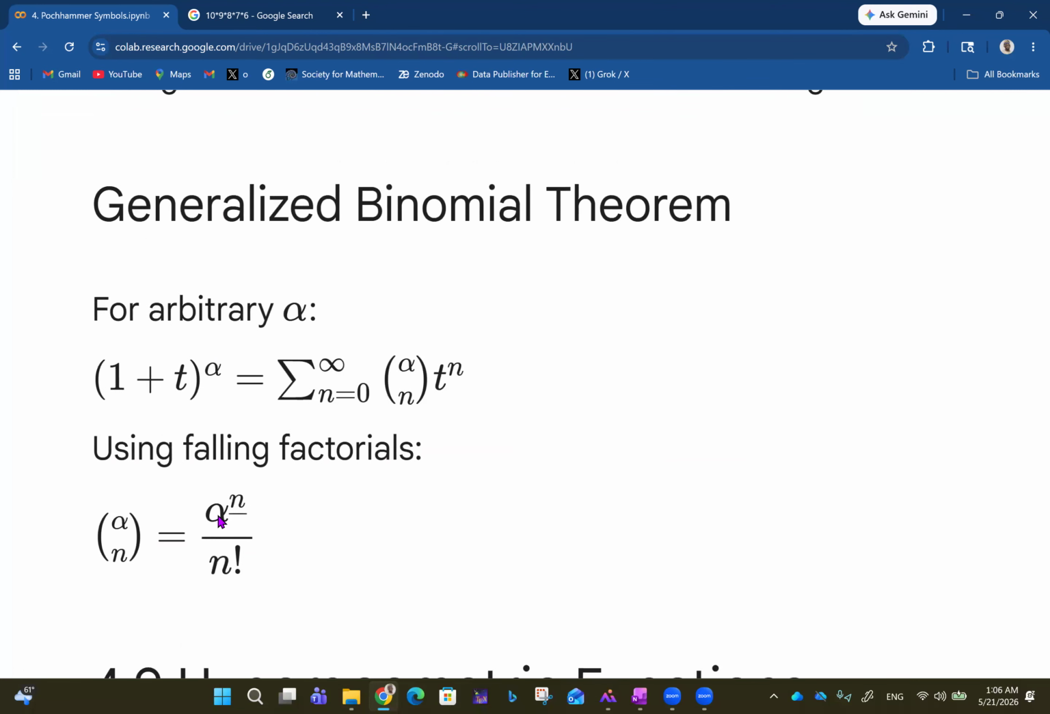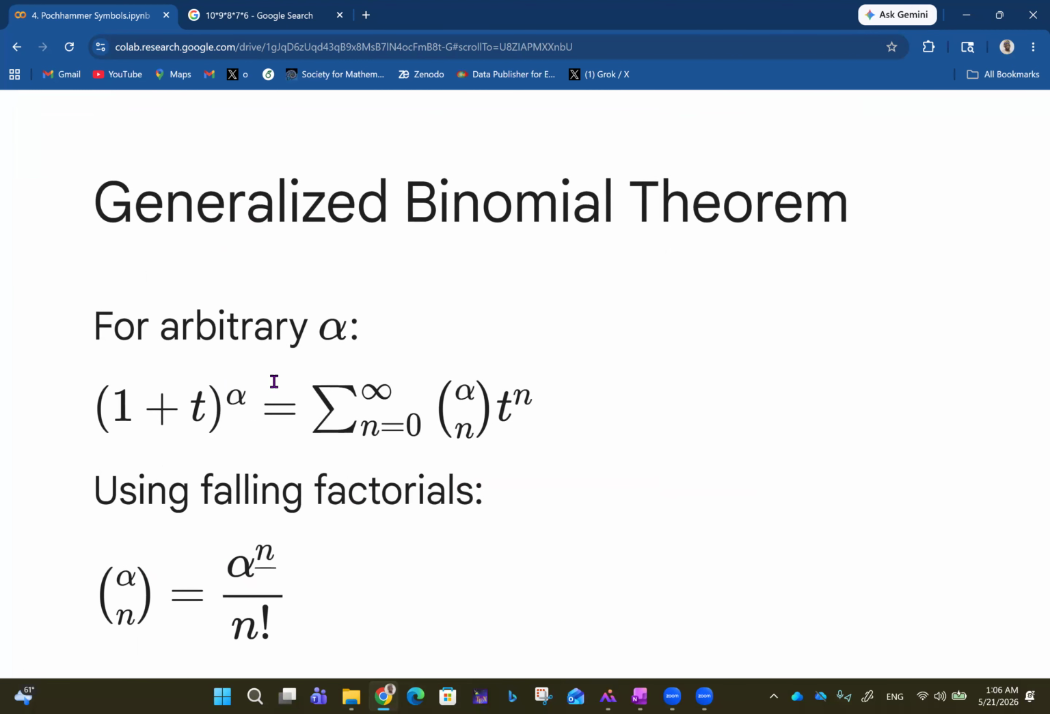Then we have the generalized binomial theorem now. So for arbitrary alpha, 1 plus t all raised to the power alpha is simply the summation from n equals 0 to infinity of alpha combination n times t raised to the power n. And using falling factorials now, alpha combination n is alpha sub n underscore all over n factorial, like that.